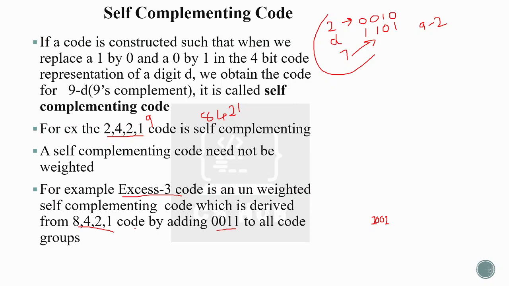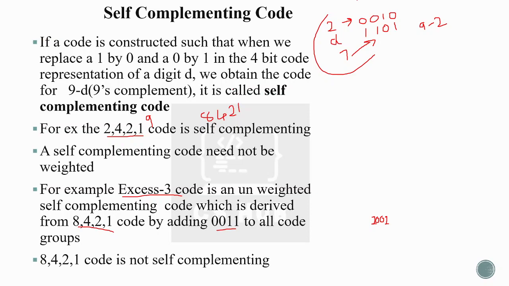XS3 code is derived from 8421 code by adding this 0011 to each 4-bit group of the 8421 code. And this XS3 code is a self-complementing code. 2421 code is a self-complementing code, but our 8421 code is not self-complementing. Generally, a weighted code is said to be self-complementing if the sum of its weights is equal to 9.